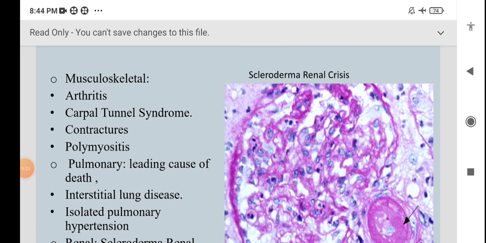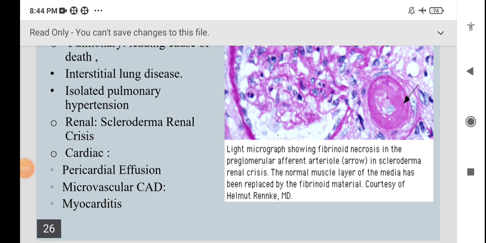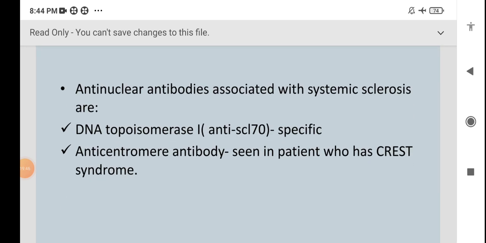Apart from that, the musculoskeletal, arthritis, carpal tunnel syndrome, contractures, polymyositis, pulmonary. So in pulmonary, there could be interstitial lung disease, isolated pulmonary hypertension, cardiac, pericardial effusion, microvascular, that is CAD, myocarditis. So what all you can do here? Anti-nuclear antibodies associated with systemic sclerosis, the DNA topoisomerase, anti-SCL70. Specific anti-centromere antibody is seen in patient who has CREST syndrome.